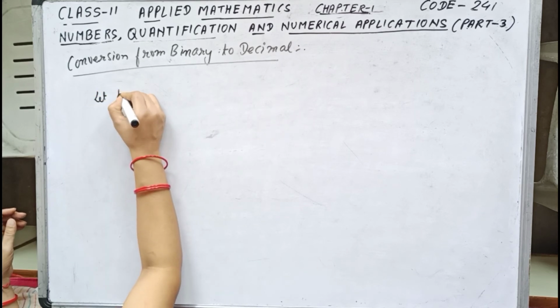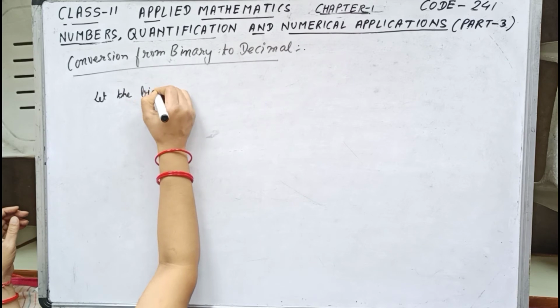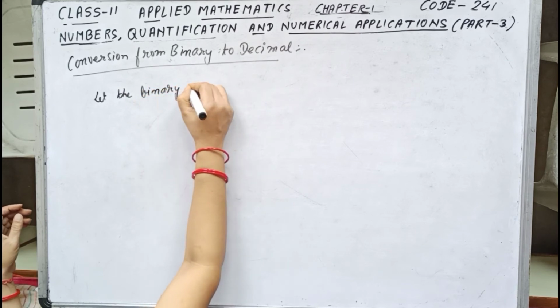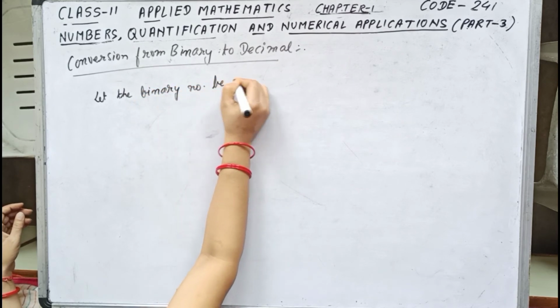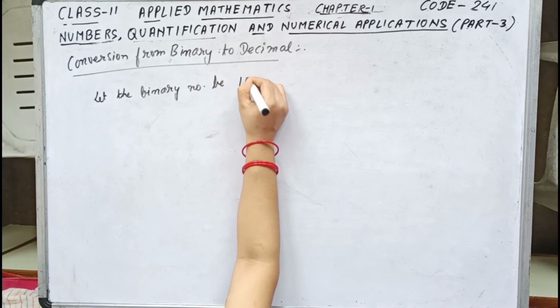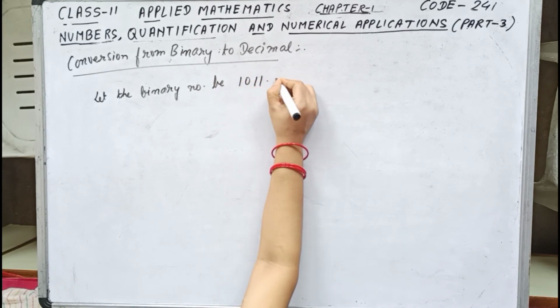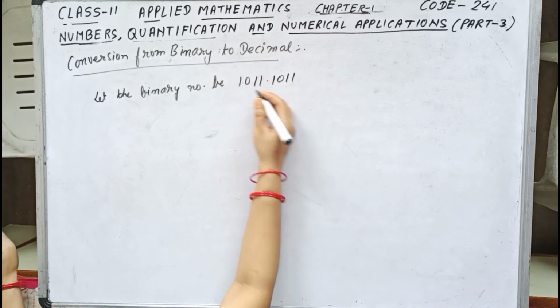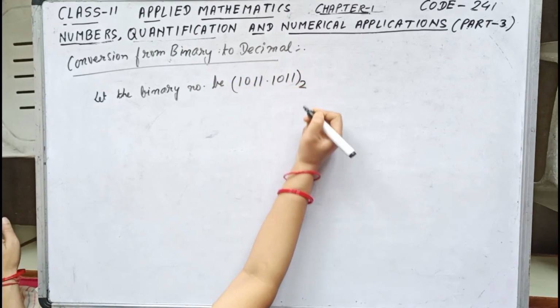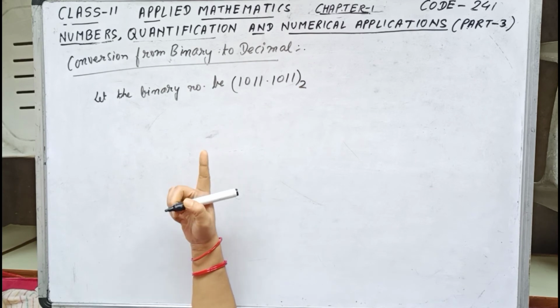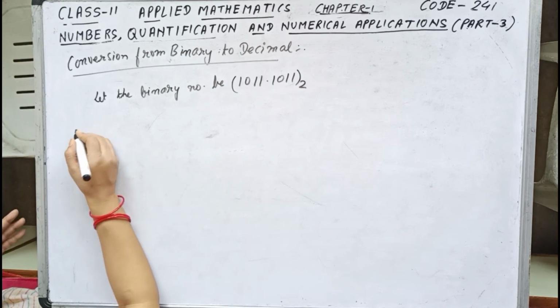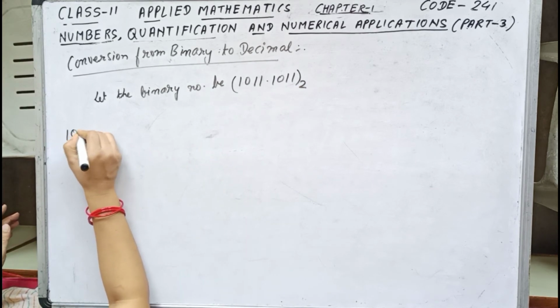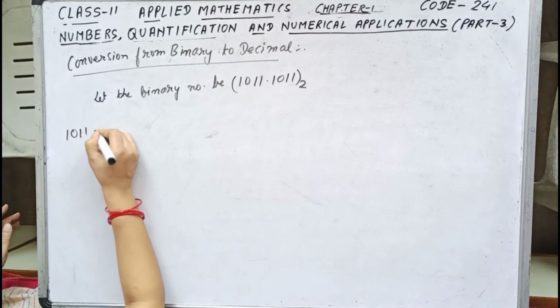Suppose any number I am taking, let the binary number be 1011.1011. Okay, so this number is given in the form of a binary number. Now we have to convert this to decimal form. So I think we know, but even then let us understand or solve it.